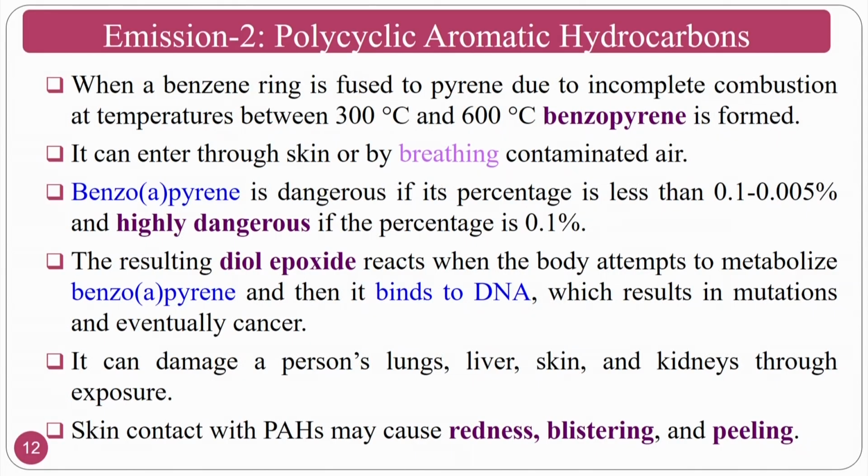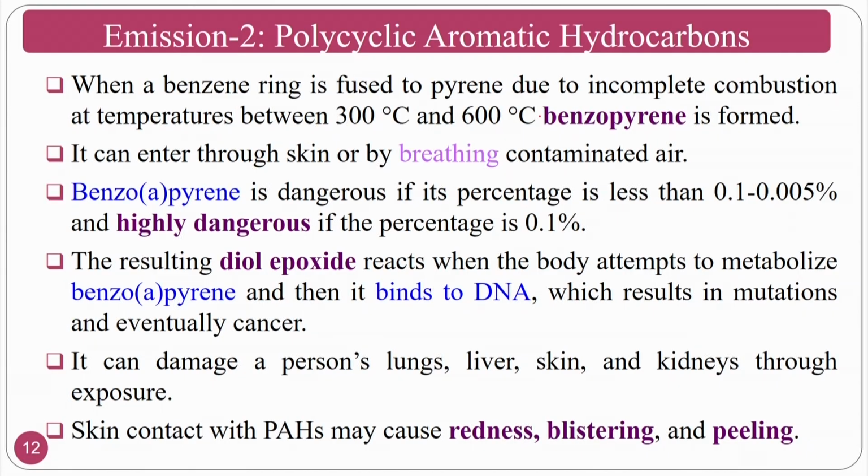Whatever benzene rings you have seen in the previous one, what will happen here is when the benzene ring fuses to the pyrene due to incomplete combustion at temperatures below 300 to 600, benzopyrene is formed. Pyrene and benzene are fused together whenever there is improper combustion. If you see from the IC engine's point of view, improper combustion leads to a lot of smoke and other things. Why?